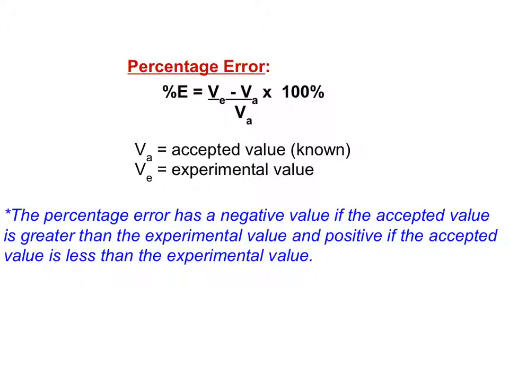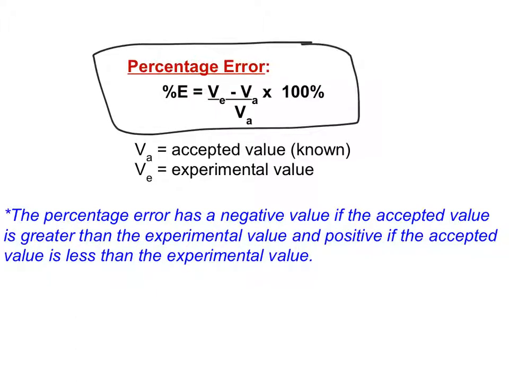So I have an equation for you for percentage error right there. You'll want to copy that down. And the VA and the VE right here, you want to be able to know the difference between those two. So the accepted value right there is the known value. It's what in theory it should be. It's what you should have gotten.